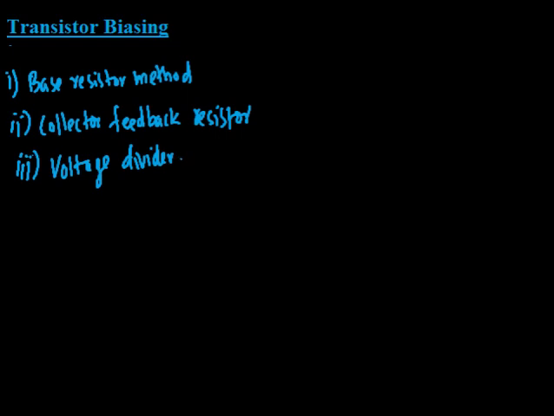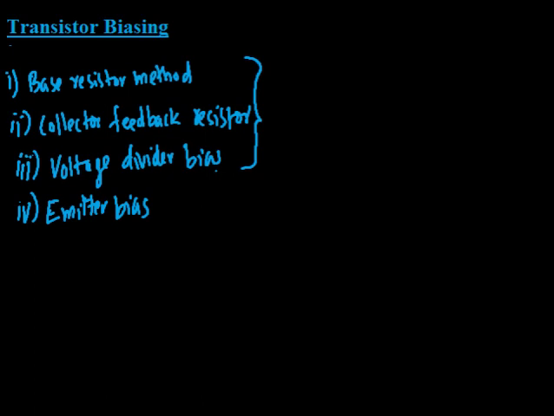These three biasing methods we will discuss in the coming lectures, and one more biasing method we can use to bias a transistor circuit is the emitter bias method. Out of these four biasing methods, the first three are described in your syllabus, so we will discuss the first three of these transistor biasing methods.